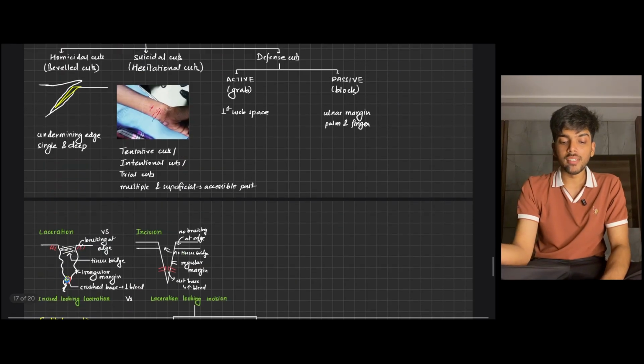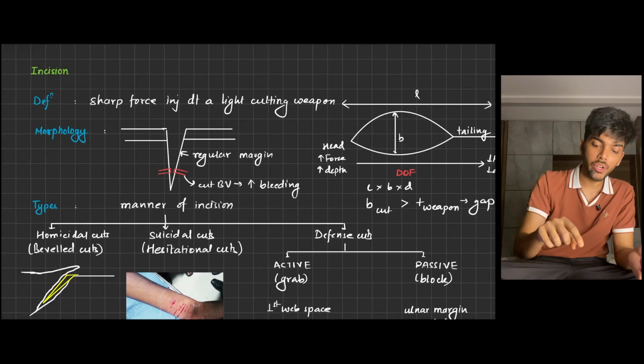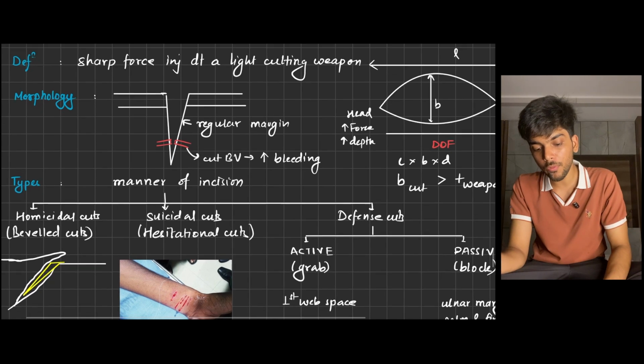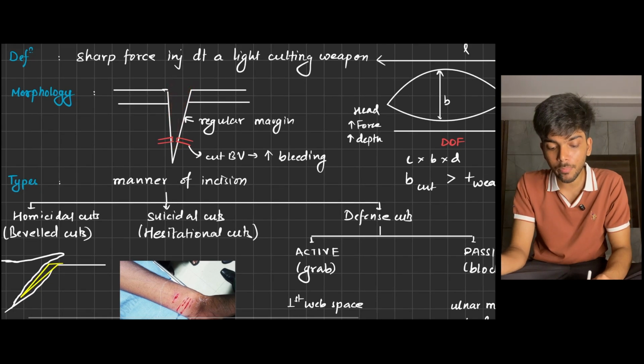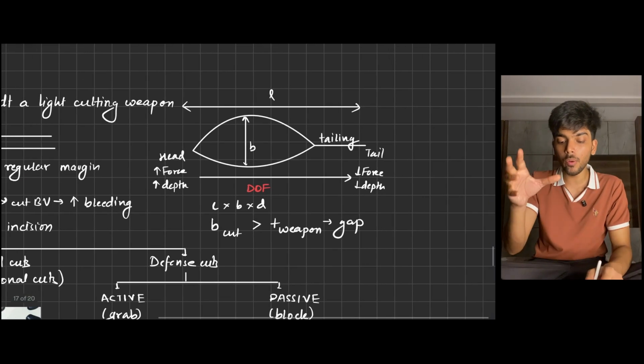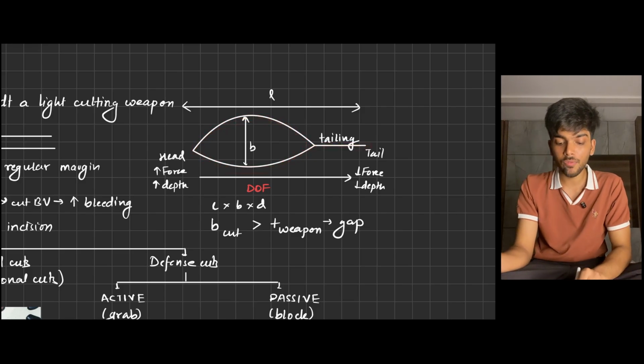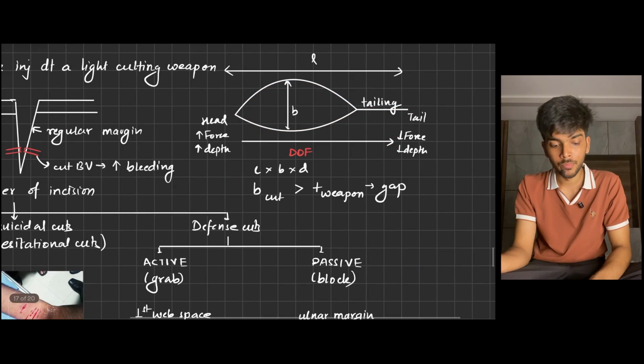With that, we are done with incision as well. Let's revise once. So what is incision? It is a sharp force injury due to a light cutting weapon. Morphologically, it has a regular margin and the blood vessel is cut instead of crushed, so there is more bleeding. When you look from the top, you can see a spindle-shaped cut with tailing. The direction of force is in the direction of the tailing.